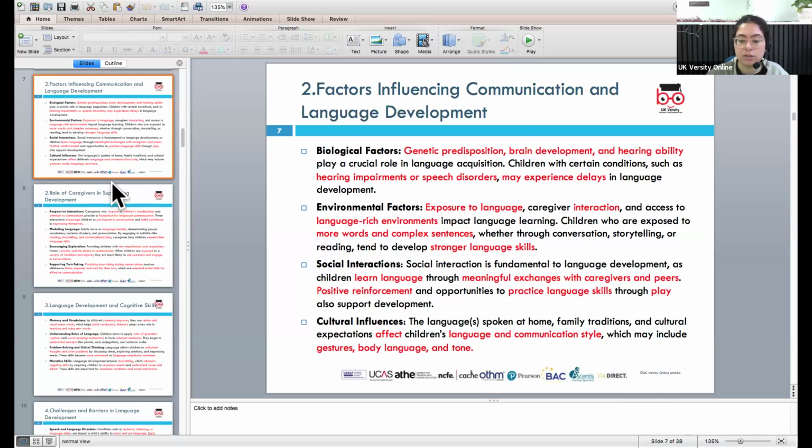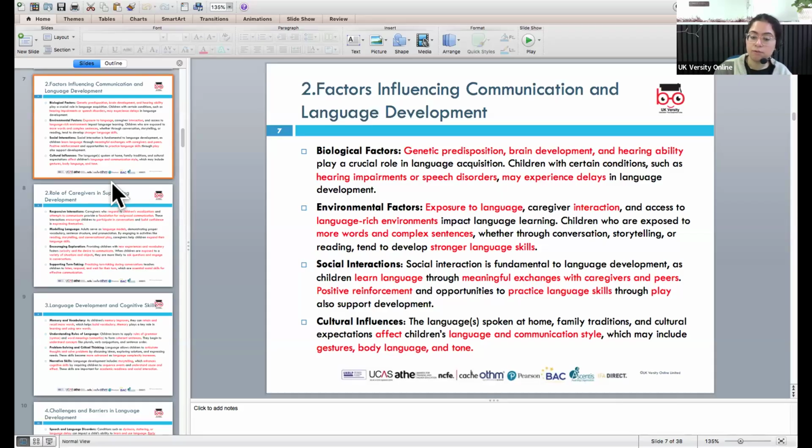The social interactions now. So social interaction is fundamental to language development. Why? Because children learn language through meaningful exchanges with caregivers and peers. Positive reinforcement and opportunities to practice language skills through play also support development. Now they also get a chance to learn language through play. They enjoy something like that, and that's how it's positively reinforced, that learning language is also happening.